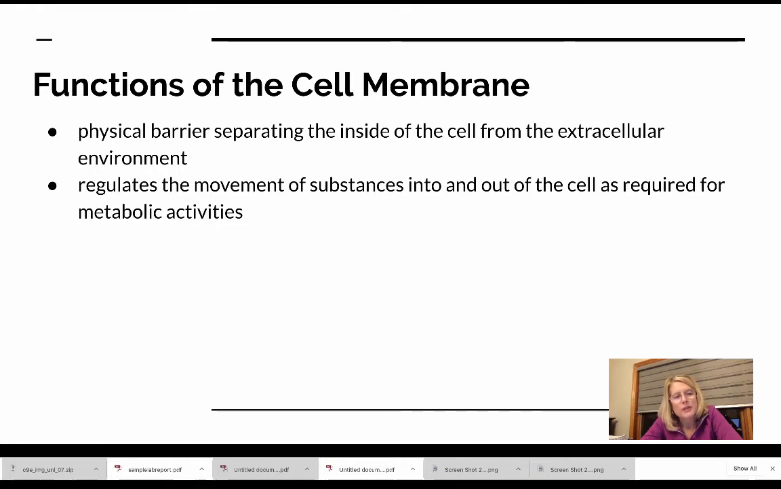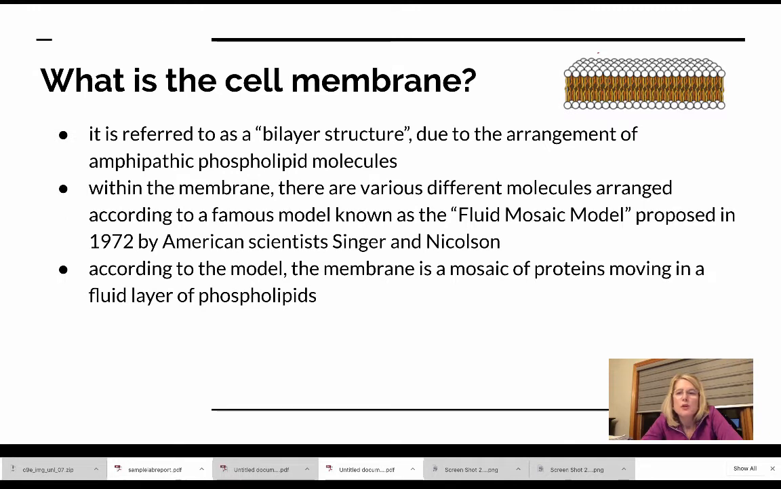But what we want to focus on for this course is this regulation part. The cell membrane is going to regulate the movement of substances into and out of the cell. And this is going to link to what we're going to talk about next unit. We're going to talk about things like cell respiration and photosynthesis. And to do those processes, cells need to move substances in and out. And so how does it do that? And that's going to be the focus of what we're talking about in this part of the unit. So what is the cell membrane?